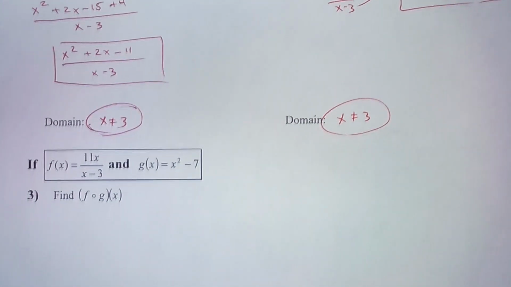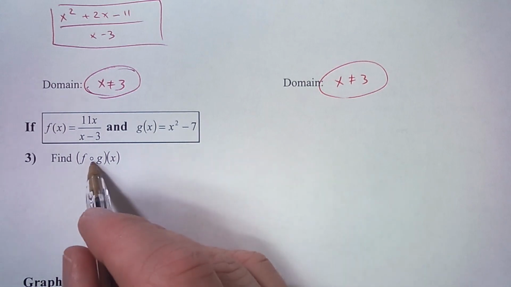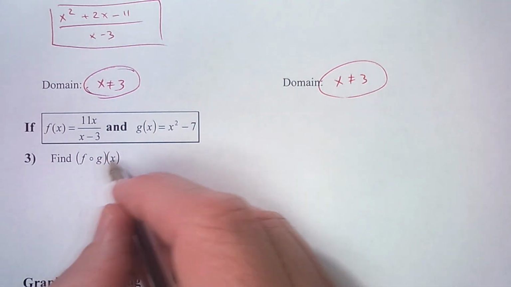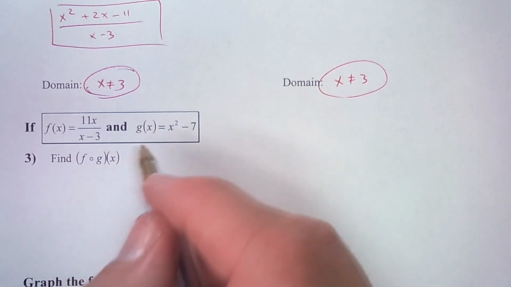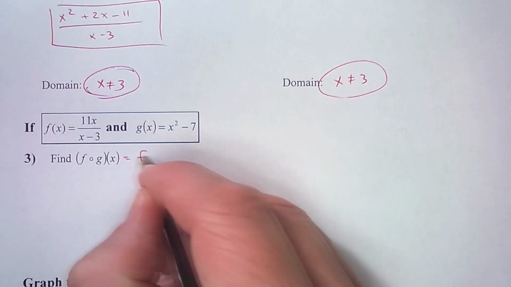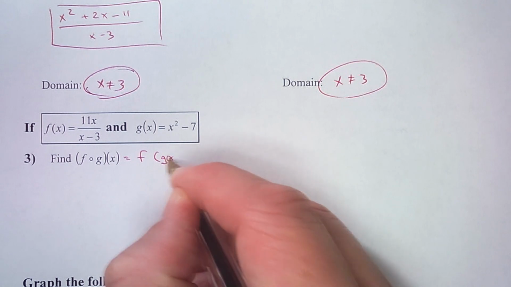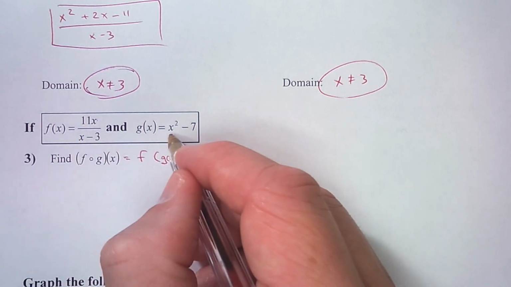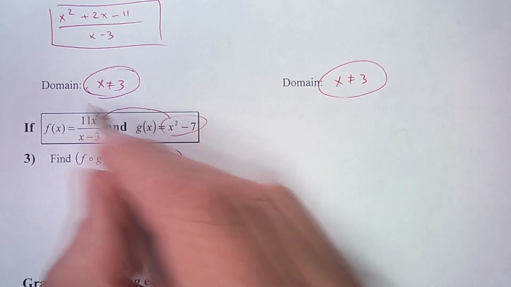Okay, find f of g of x. So that means that we are taking g of x and plugging it into f of x. So this can also be written as f of g of x. So g of x goes in for x's in f of x. So this is going to go in for this x and this x.